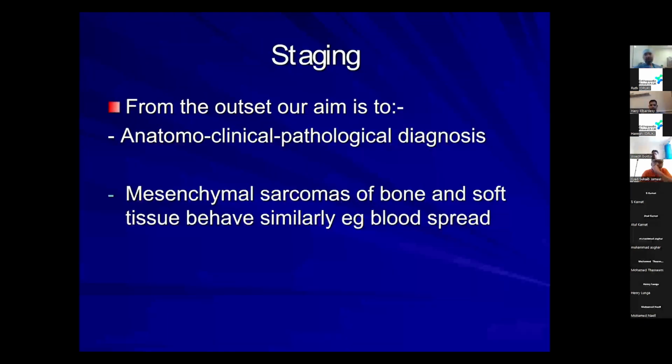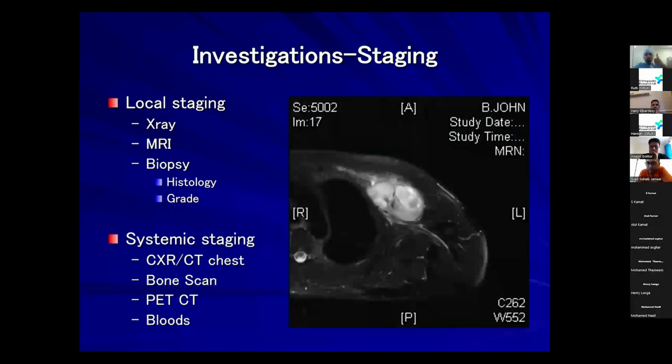From the outset you're trying to get an anatomical, clinical, and pathological diagnosis. That's what you will be expected to do. What investigations? You will do local staging and systemic staging. Local staging with X-rays, MRI, and a biopsy, which will give you the histological grade, and systemic staging with either a chest X-ray, CT, and bone scan combined, or a PET CT. In Oxford, everybody does a PET CT.